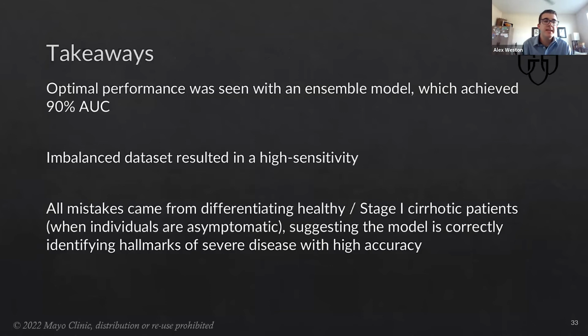So our takeaways from this: our optimal performance was seen with an ensemble model, which achieved an overall AUC of 90%. We had a trend towards higher sensitivity for our model. And mistakes came from differentiating healthy and stage 1 cirrhosis patients, suggesting that the model is correctly identifying hallmarks of more severe disease with a high accuracy.